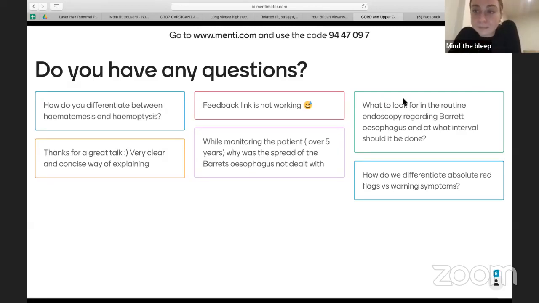But I thought that was outside of the scope of the presentation. But essentially, it's going to be between every 3 months to every 6 months, every 12 months, depending if it's a low-grade or high-grade finding. And if it's adenocarcinoma, then you have to deal with it straight away. If it's a high-grade dysplasia, you might have to resect some of the bits of the esophagus as well.